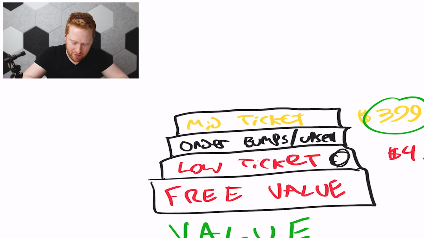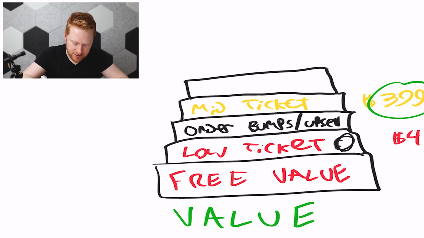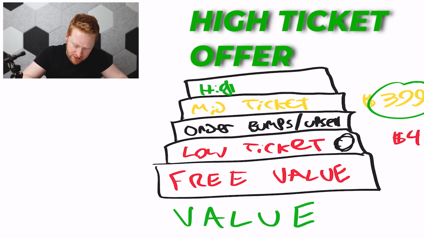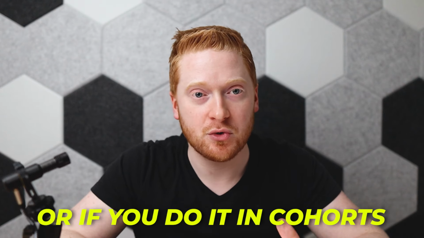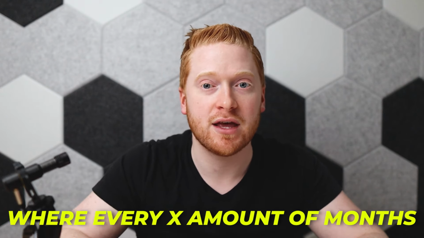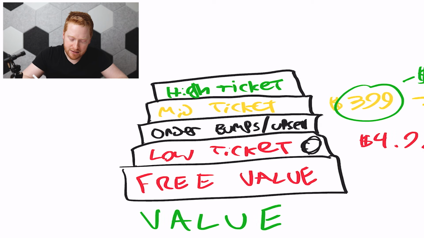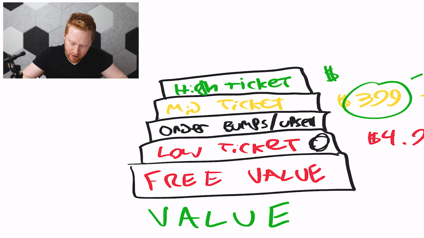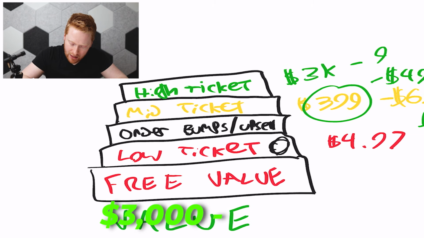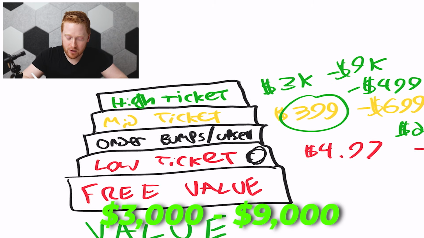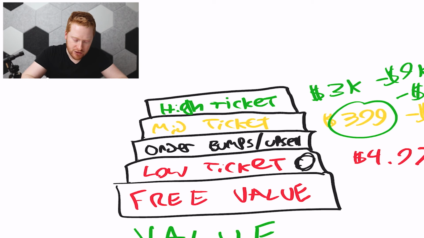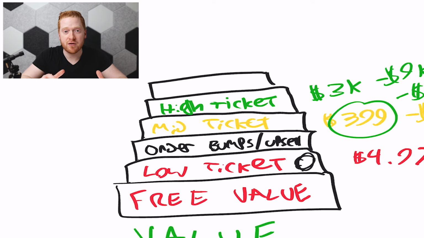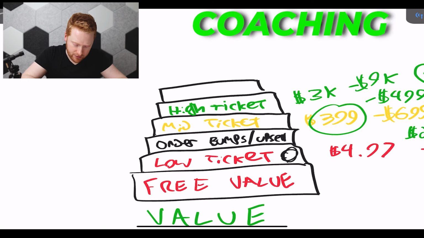So the next step after they purchase our mid-ticket is our high ticket. So this is going to be something like a mastermind program, a more exclusive program with a limited number of seats, or you could do it in cohorts where every X amount of months you take on X amount of people. Typically, this could be anywhere from like a $3K to a $9K. For us, we found that $4K seems to work really well. So from here, you have the top of your value ladder, and this is going to be your coaching, right?